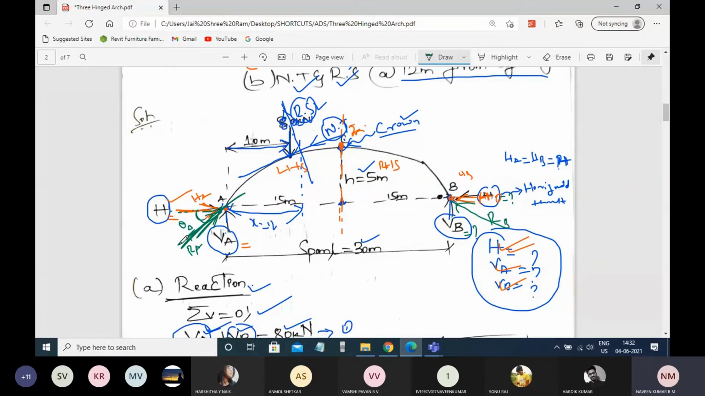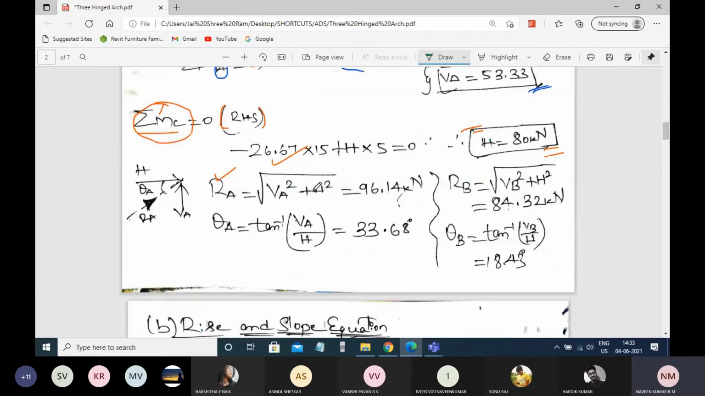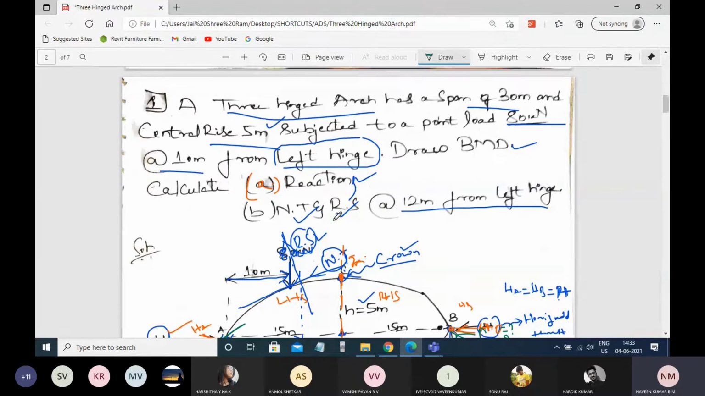In order to find the resultant, you can use the Pythagoras theorem, where you can easily find this RA. And if you consider tan theta, you can find the slope of the resultant with respect to the horizontal. That I have shown over here, so you can just go through. So by this way you can find these unknown reactions.